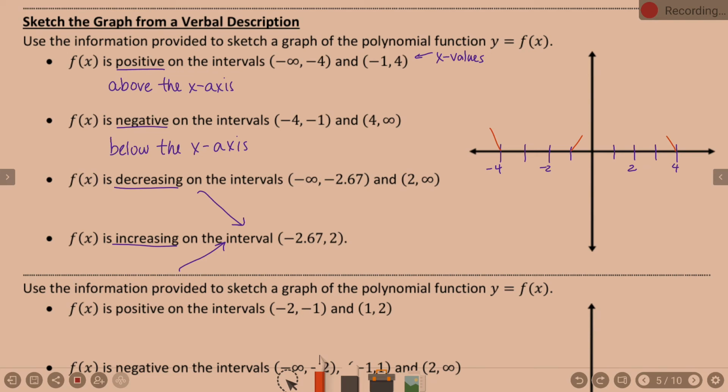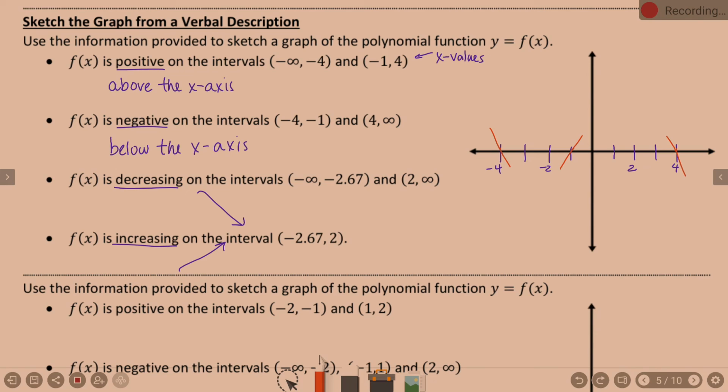Now, this should complement the information. It's negative on the interval from negative 4 to negative 1. Does that go with what I've already noticed? From negative 4 to negative 1, my graph is negative. That makes sense, doesn't it? And it's negative from 4 to infinity, so to the right of 4. That makes sense as well, doesn't it?